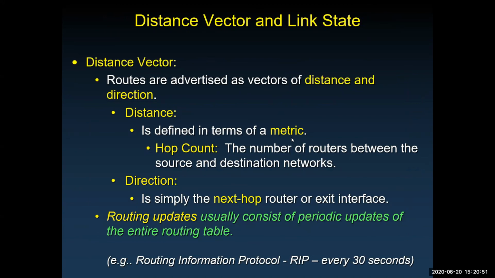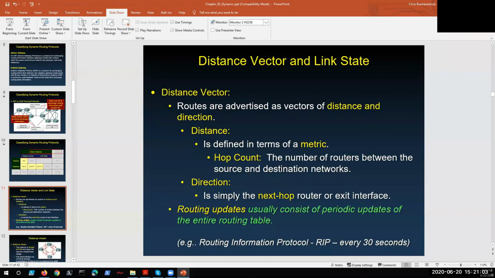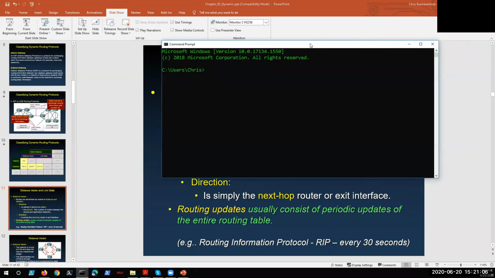So we have a metric. One metric example is hop count. When you say hop count, this is the number of routers between the source and destination networks. Okay, I'll give you an example. So, I'll go to my command prompt. I will do a traceroute to ABS-CBN. Okay, so this is the number of hops.